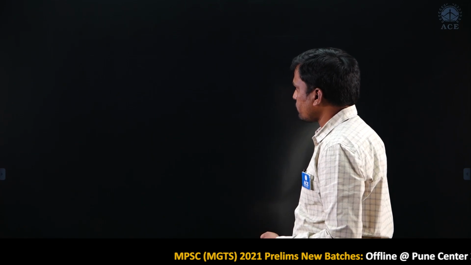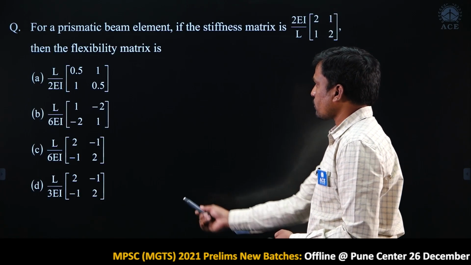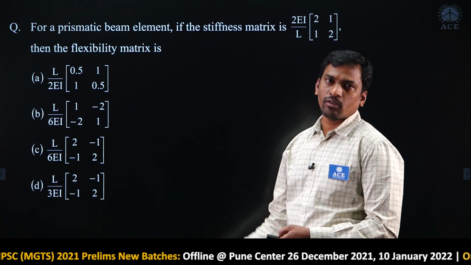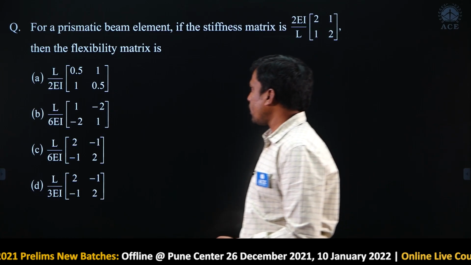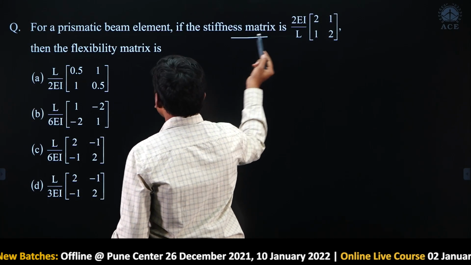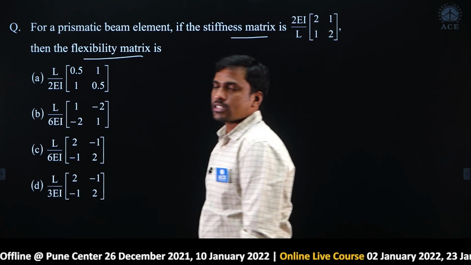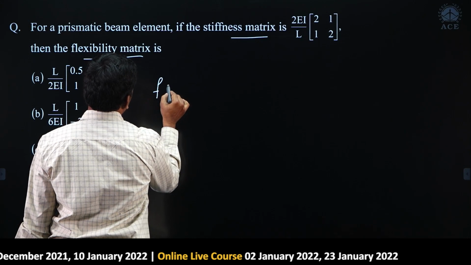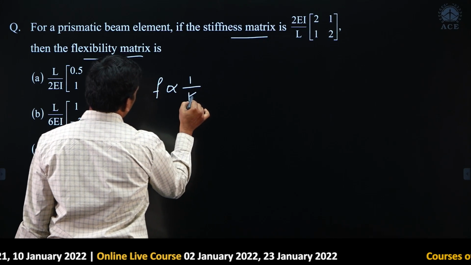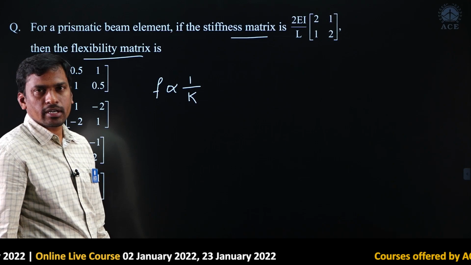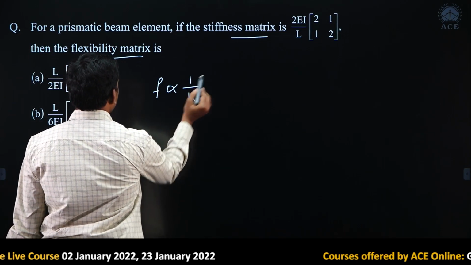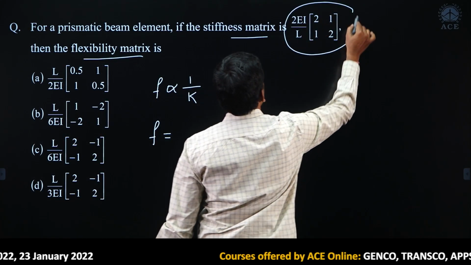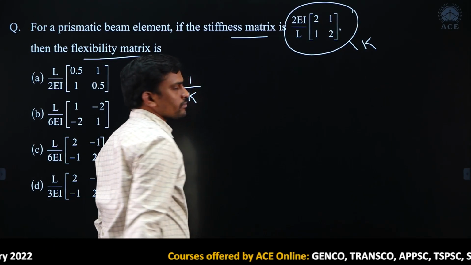Right, next question. This is also a direct question from ACE material only, classroom practice question, okay. He has given the stiffness matrix and he is asking to develop the flexibility matrix. What is the relation between stiffness and flexibility? Inversely proportional, okay. The relation between stiffness and flexibility is inverse. So here, now this stiffness matrix is given, this is K, okay.